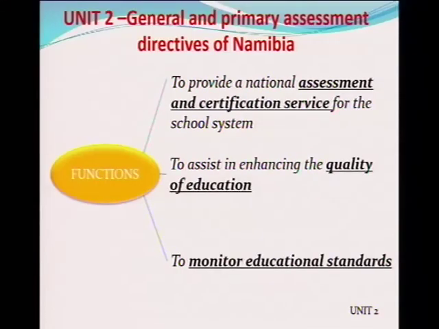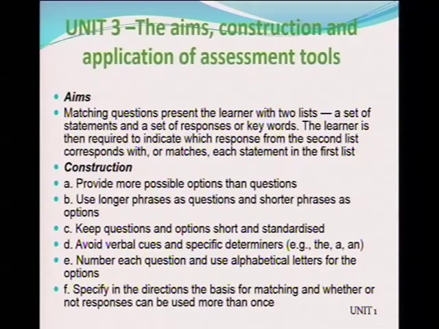Then we move over to Unit 2. In Unit 2, we will look at the general and primary directives of Namibia. We have the functions of the DNEA, which are to provide national assessment and certification service for the school system, to assist in enhancing the quality of education, and to monitor educational standards. Unit 3. We will look at the aims, construction, and application of assessment tools.